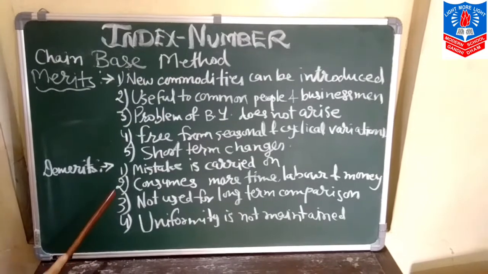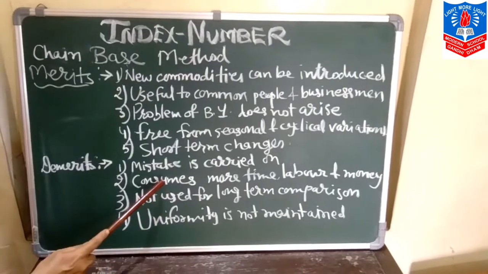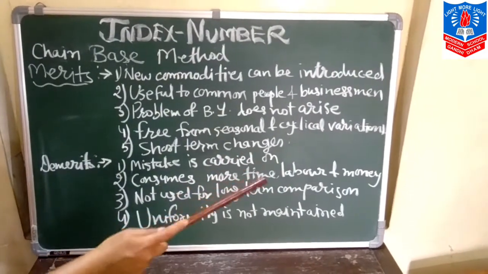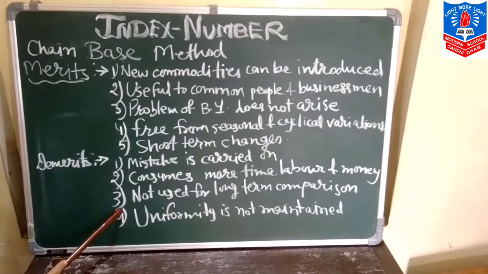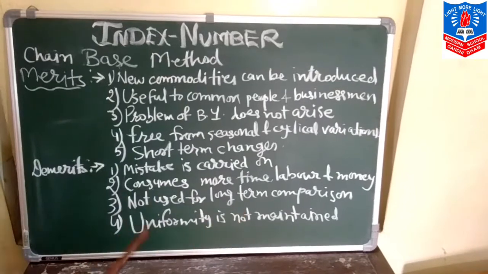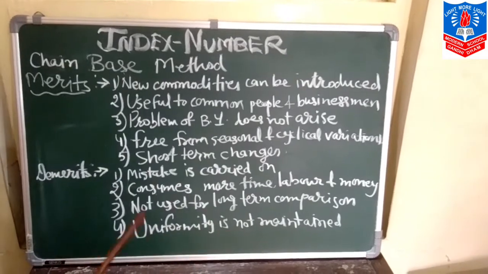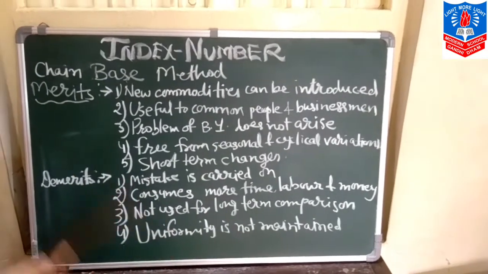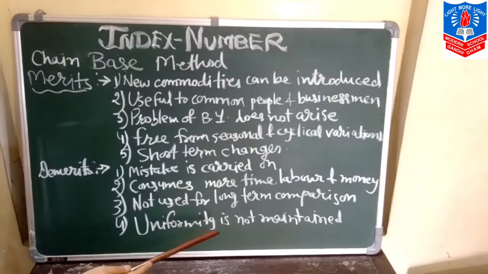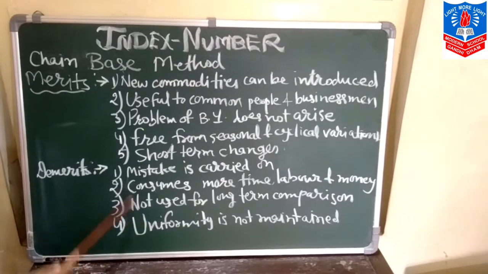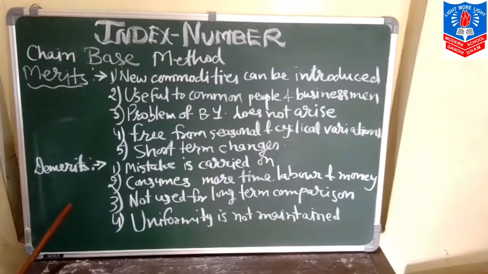Number two, the weights are to be calculated every year, and hence this method consumes more time, more labor and more money. Third, this method may not be used for long-term comparison. And the last one is, uniformity is not maintained because the preceding year is to be taken in the calculation every year, so uniformity is not maintained. So these are the merits and demerits of the chain base method.